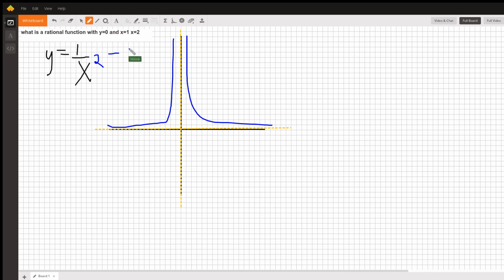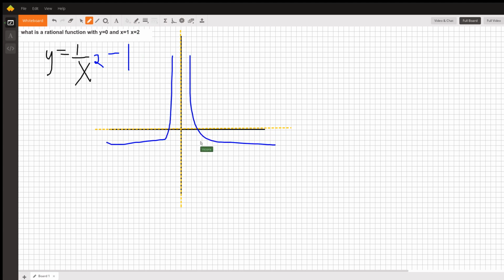But if I subtracted 1, well, that would take each of these and move it down 1. And now I think that this is going to be crossing at -1 and 1, but we need to have it cross here.